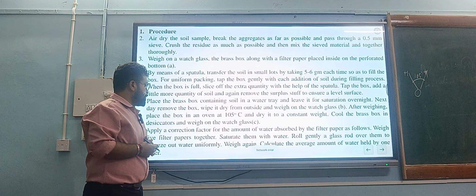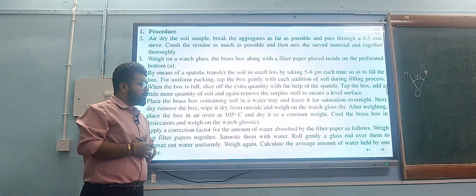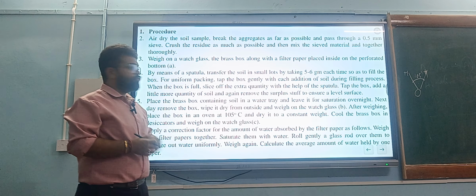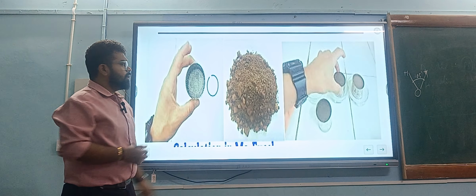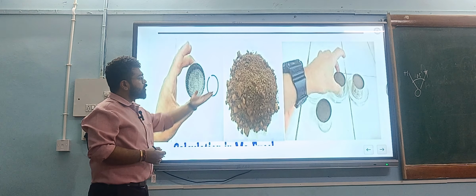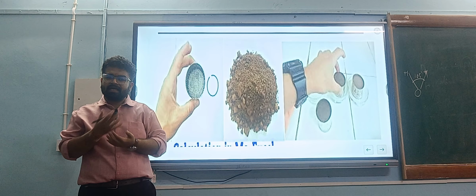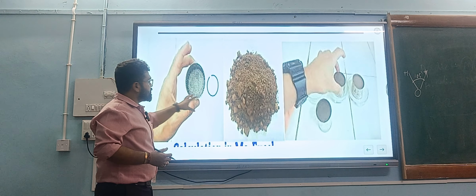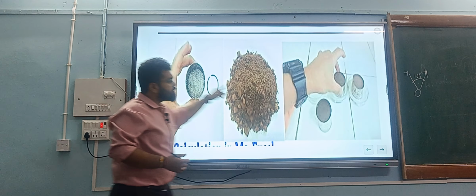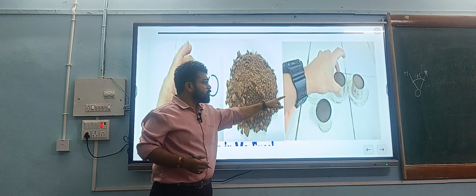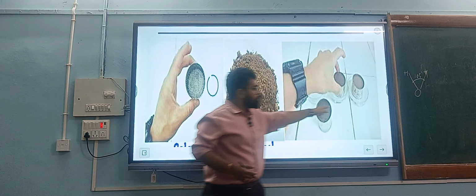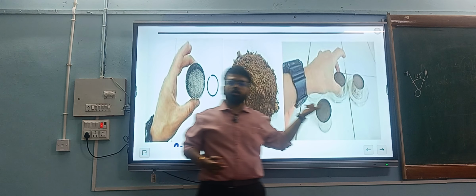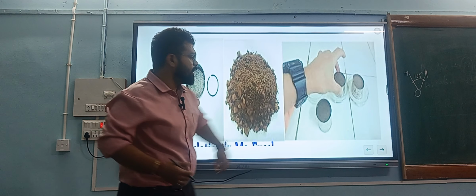Weigh 5 filter papers together, saturate them with water, roll a glass rod gently over them, and squeeze out the water uniformly. Here I can explain it. This is a Keen's cup. We take a soil sample, dry it, powder it and pass it through a 0.5 mm sieve. Then place it in the Keen's cup, followed by saturating it for a day to find the water holding capacity of the soil. Then place it on a watch glass. The next day, we dry it in a hot air oven at a temperature of 105 degrees centigrade.